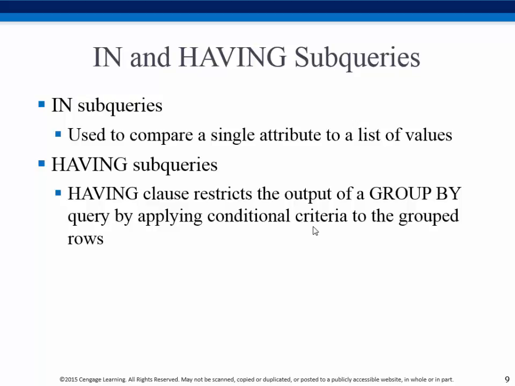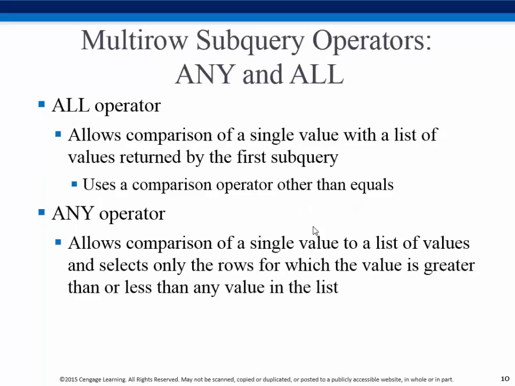And again, there's examples of these in your book. Look over them, and if you have questions, let me know. Alright, a multi-row subquery, any and all. The all operator allows comparison of a single value with a list of values returned by the subquery. It uses a comparison operator other than equals. The any operator allows comparison of a single value to a list of values and selects only the rows for which the value is greater than or less than any value in the list.